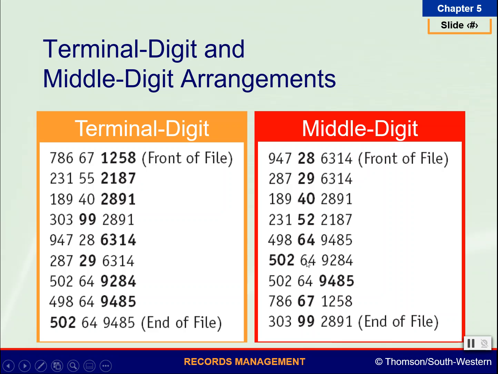So what happens when you have the same number? The same thing goes here. You have 64, 64, 64.